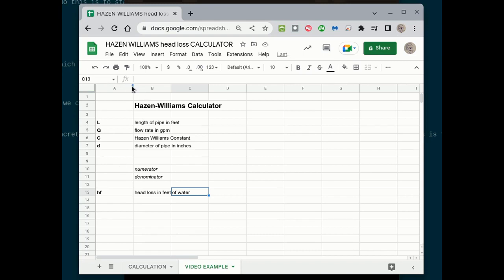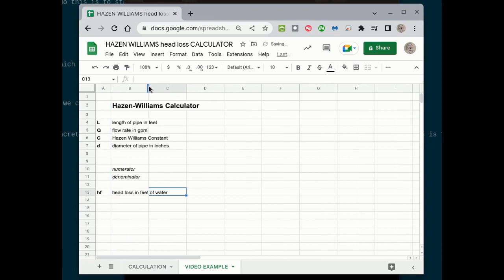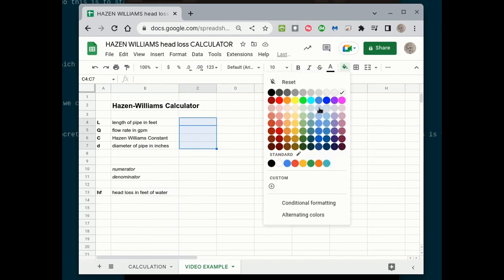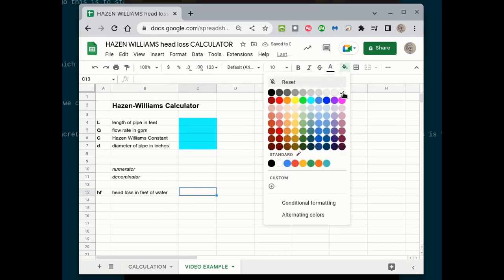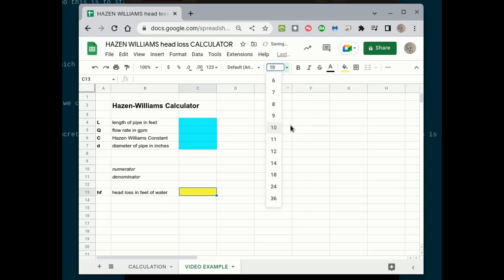So I'm going to adjust the size of these columns a little bit, and I want to keep it where I can read everything. One of the things I like to do is anything I'm going to be entering, I like to color code it. In this case, I'll use this light blue color, and I like to have my answer show up in a cell that shows me this is what you're looking for. I'll probably make that a larger number, and let's make these also a little bit larger. So I'm going to increase that point value from 10 to 12.